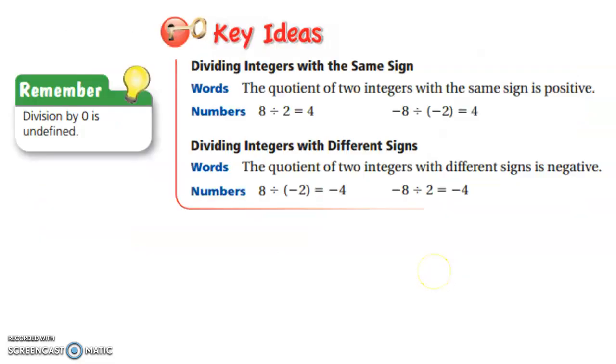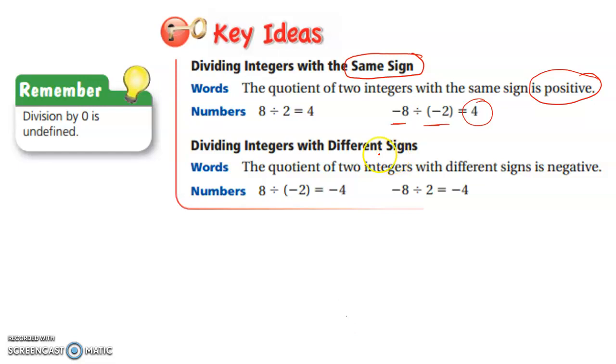All right. So the key idea is dividing integers with the same sign. So again, I would circle same sign. The quotient of two integers with the same sign is always positive. So if you have two positives, your answer is positive. Two negatives, your answer is still positive. So the same as we did with multiplication.